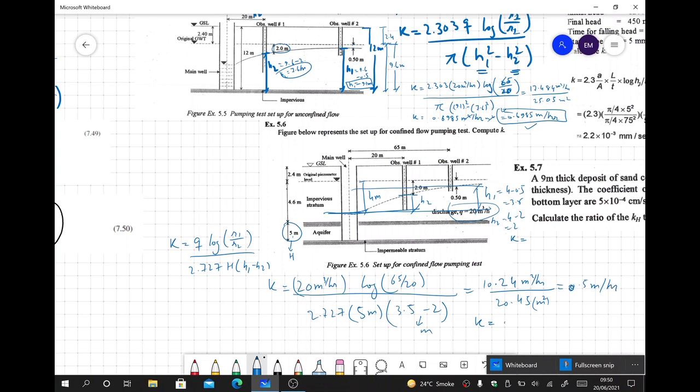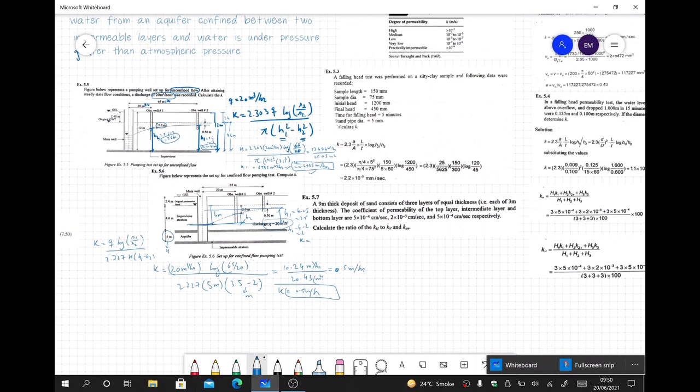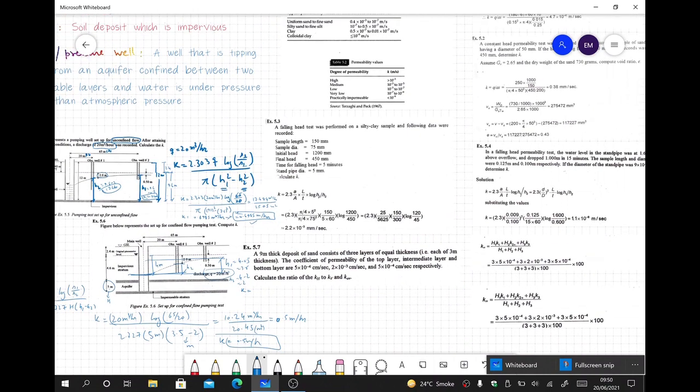So this is the permeability, and you can obviously convert it to meter per second or centimeter per second, whatever you are comfortable with. So these are the two numericals related to unconfined and confined aquifer. If you have any questions, you can ask them in our live class sessions.